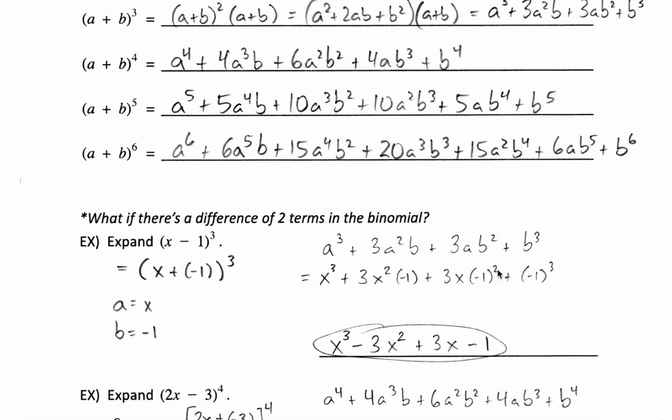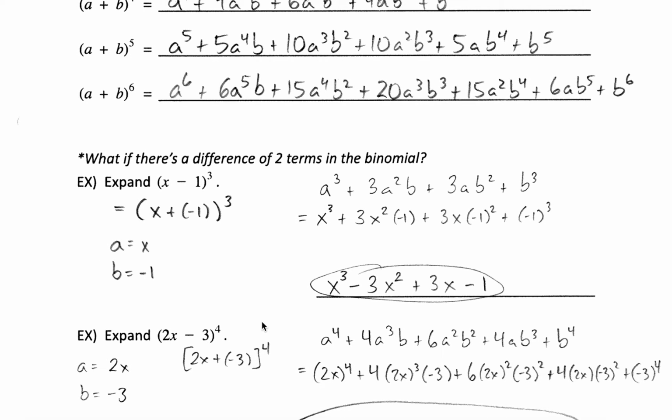So squaring, or raising to even exponents, negative numbers, like a square, gives us a positive result. And if we raise a negative number to an odd exponent, it's going to stay negative. So there's our final answer, final expansion of x minus 1 cubed.